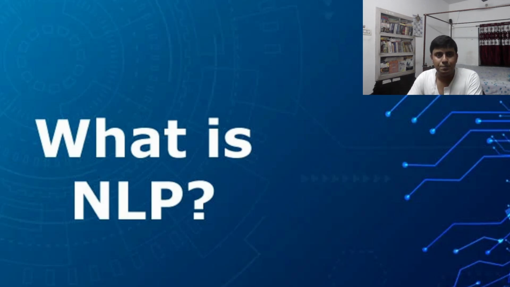For example, when you type a question into Google, NLU, natural language understanding, helps it to understand what you are actually asking. Then NLG, natural language generation, helps to generate a relevant answer for you.